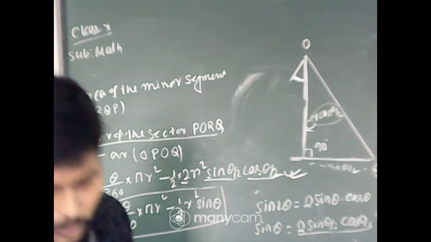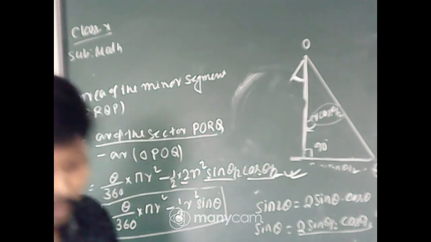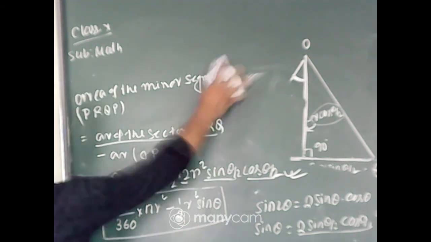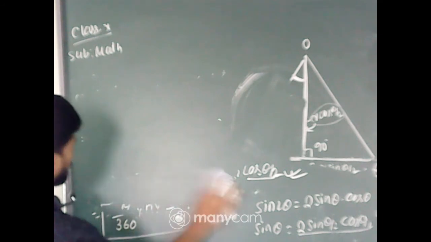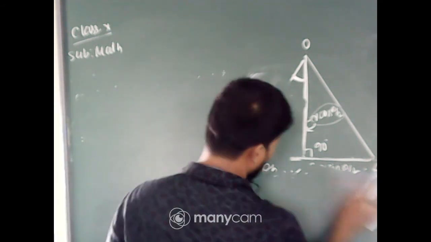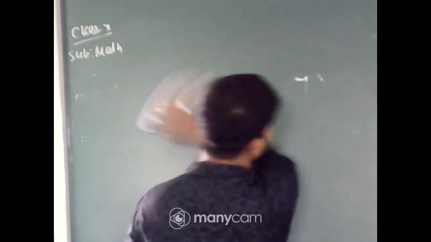So now we are ready to solve the exercise problems. Come to the exercise. We'll solve from question number 1. The questions are very easy. Even without my help, you can solve them by yourself. I am just showing you a few types of them. Look, the first question is: find the area of the sector of the circle of radius 6 centimeter if the angle of the sector is 60 degree.